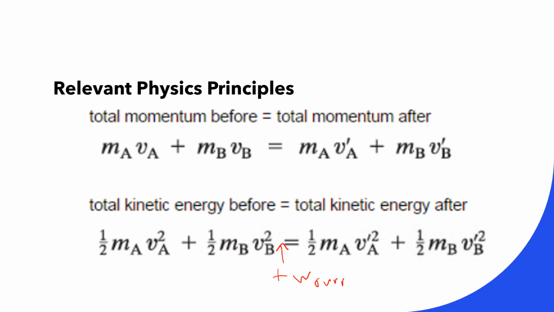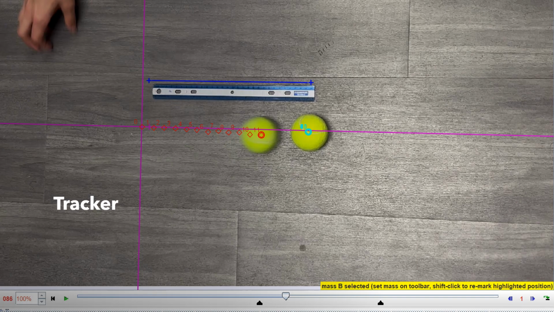So here's just a quick showing of the Tracker application I use to measure the movements of the balls. We have the X and Y axis here just to define our movements, and we have each time step for both balls right here, with a ruler to show the distance that's traveled by both of them.